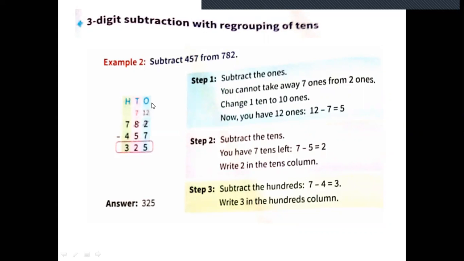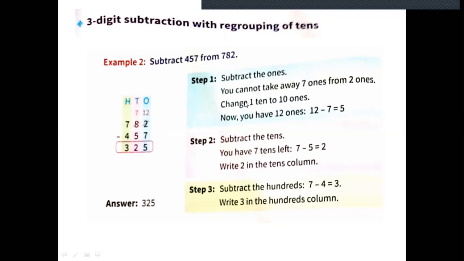See here, always subtract from ones place. So step 1, subtract the ones. See here in ones place 2 and 7 are there. From 2 can you subtract 7? No, you cannot. If you count also, how will it go? 2 in your mind, 7 on your finger. Before 2, 1, 0, you can't count. So what do you have to do? You can't take 7 ones from 2 ones.